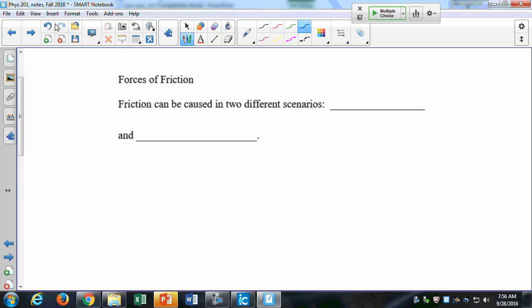Forces of friction. We can have friction in two different scenarios. We can have static and kinetic friction. I'm sorry, not static and kinetic, something different. We're going to get to that. We can have microscopic or macroscopic.